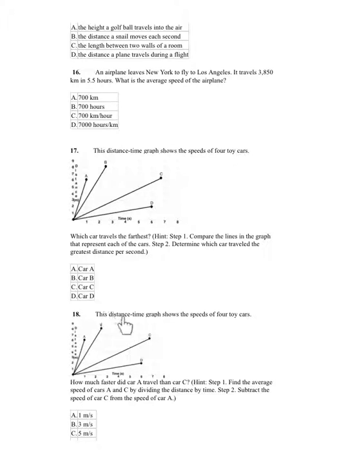Number 18. The distance time graph shows the speed of four toy cars. How much faster did car A travel than car C? Hint. Step 1. Find the average speeds of car A and car C by dividing the distance by time. Step 2. Subtract the speed of car C from the speed of car A.